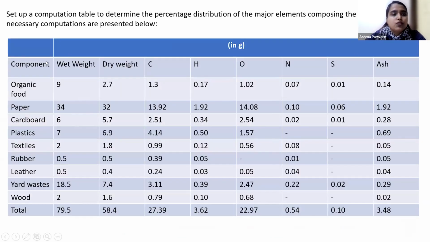First, we'll set up a table so that we can do all the calculations in the table. Here we will make a column for component. We need to find the molecular formula for the organic fractions, so we will write all the organic components. We know the weight composition. We will first find the wet weight, and we have already found the dry weight and wet weight in the previous question, so we will copy from there.